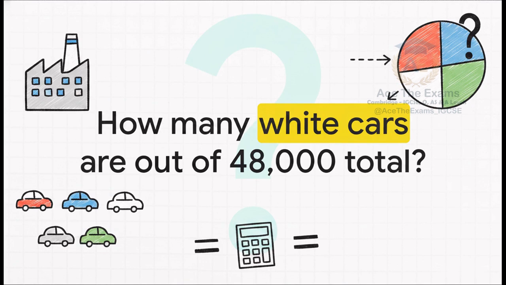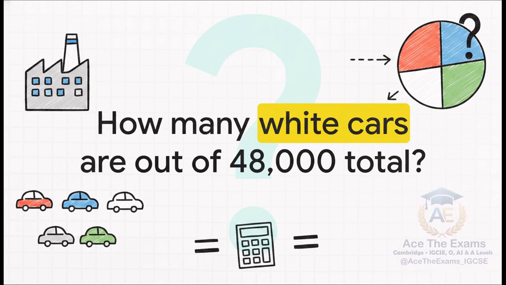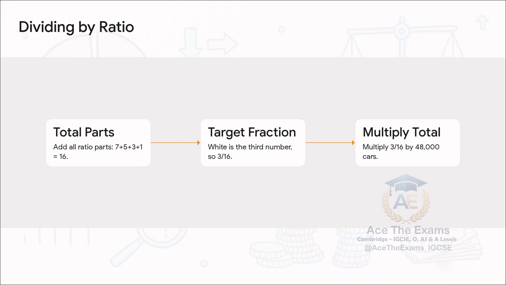Now, let's try dividing a massive total quantity into a specific ratio. Imagine a factory produces a total of 48,000 cars. The colors red, blue, white, and green are produced in a 7:5:3:1 ratio. The crucial question we want to answer is, out of all those 48,000 cars, how many are white? To divide any total quantity into a given ratio, you just follow a super simple 3-step process.